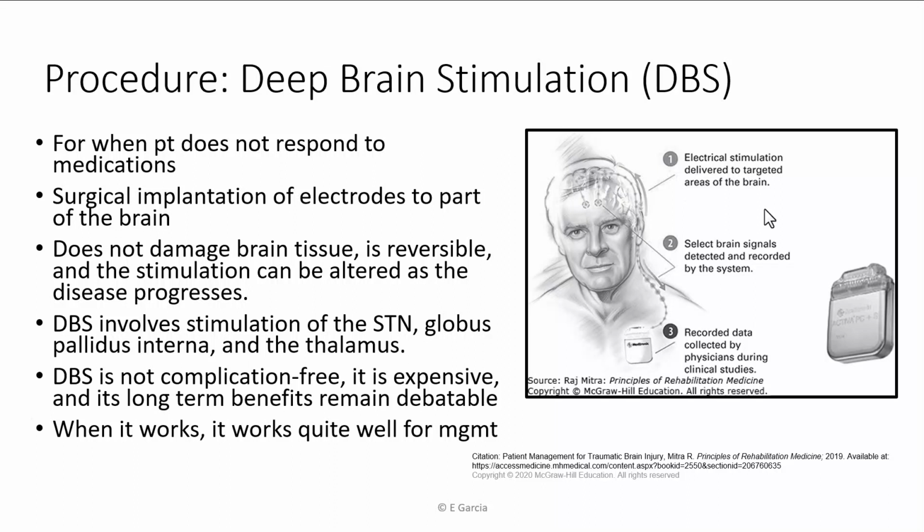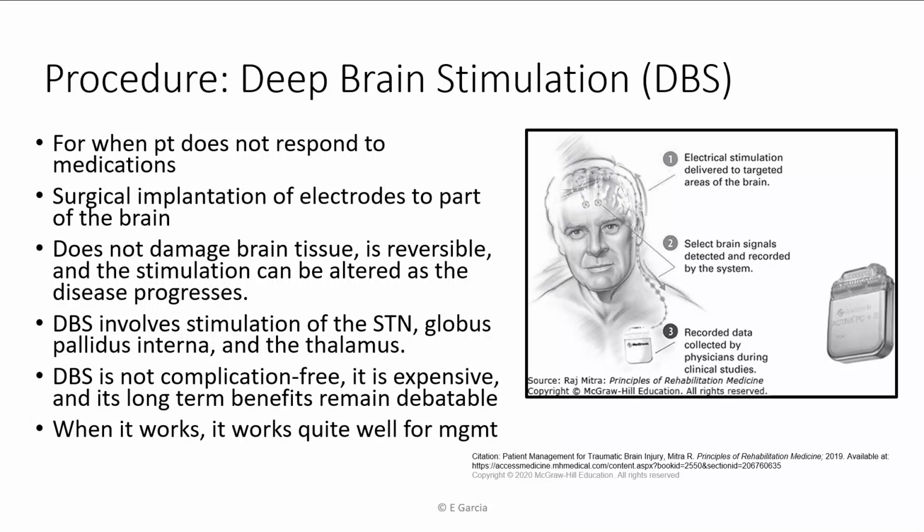The surgical option is to create an electrical stimulation in the brain. So they do neurosurgery, they open you up, they place 2 electrodes way, way, way deep down into the subthalamic nucleus, the globus pallidus interna, and the thalamus to stimulate and kind of replace the actions of the basal ganglia. They're not actually damaging brain tissue, and they can't actually remove everything.